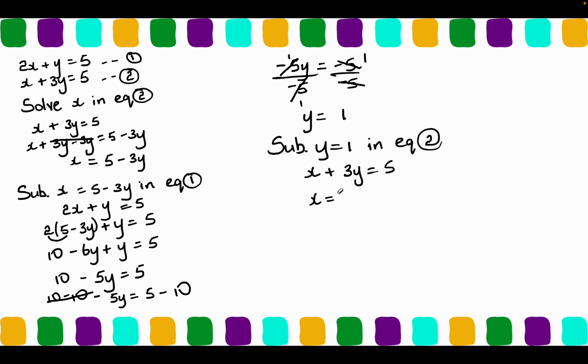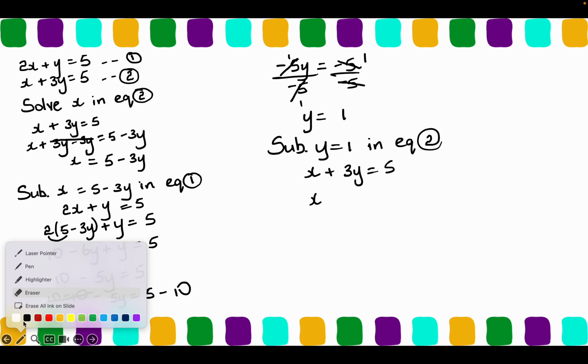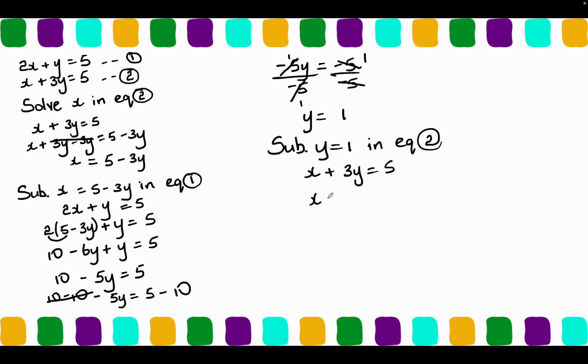I should put 1. So I'm going to have x plus 3, I'm going to put 1 in brackets. That's equal to 5. Now, 3 times 1 will give me 3. And I now need to get x by itself. But I have a positive 3. So I have to subtract 3 on both sides. Now 3 from 3, that's gone. So in this case, x would be 2.